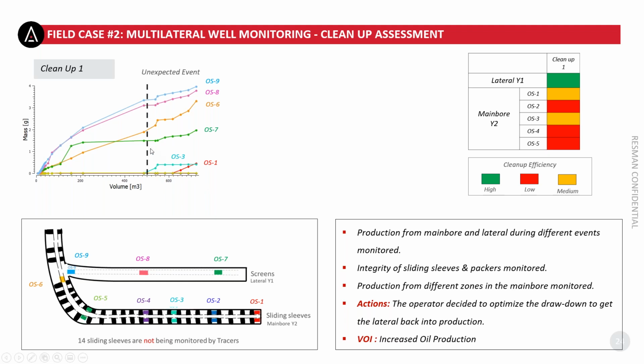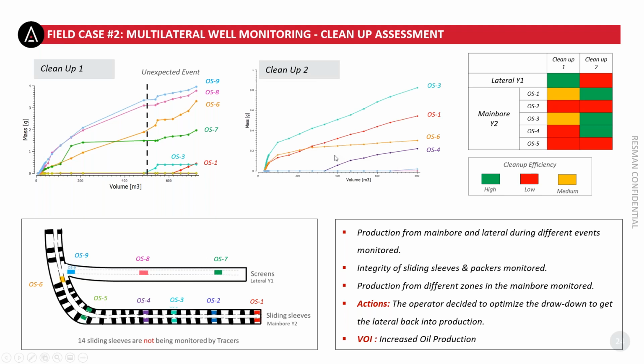So something happened there when we see that the tracer concentration slightly increased at this point in time, and that event actually triggered zone number 1 and number 3 to start producing. So they started a slow cleanup, and we flag it here as a medium cleanup efficiency.